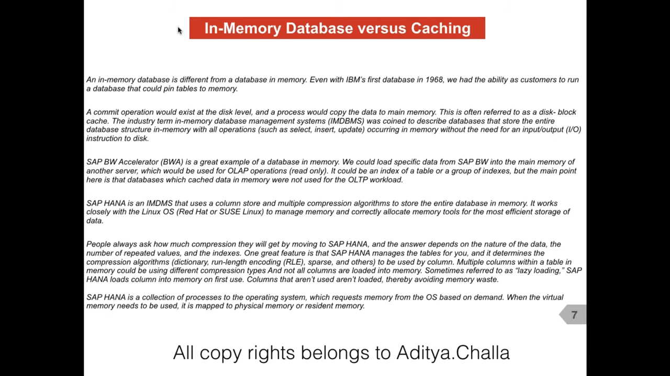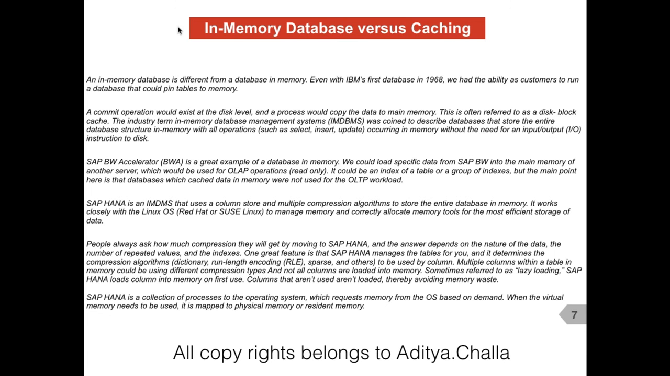So now most of the people have a question: what happened to the compressed data? When we think about the compressed data, it will move into SAP HANA, and that is completely updated within the system with the index tables. The main feature of SAP HANA is that it manages the tables and also determines the compression algorithms, in RLE structure, to be used in the column store tables.